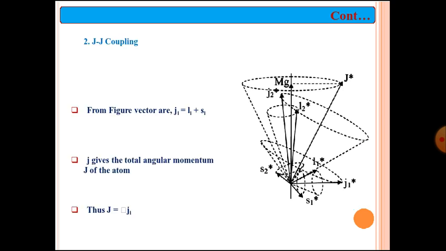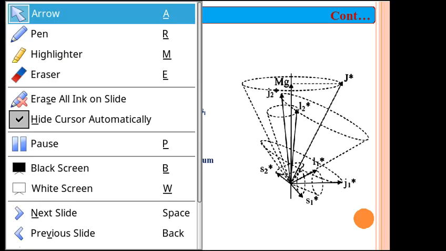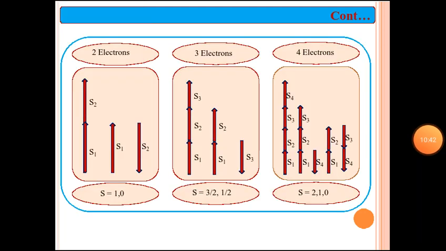So here present, in the 4 electron scheme, S equal to 2, 1, 0. Similarly, for 2 electrons present, S equal to 1, 0. In the 3 electron scheme, S equal to 3 by 2, 1 by 2, and in the 4 electron scheme, S equal to 2, 1, 0.